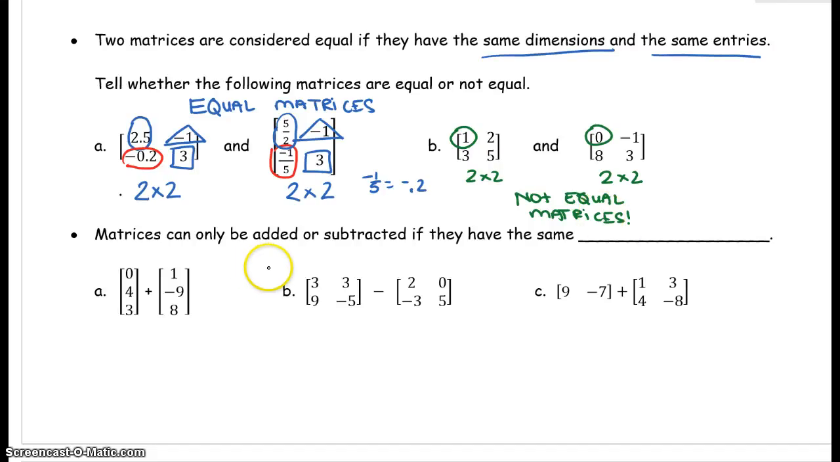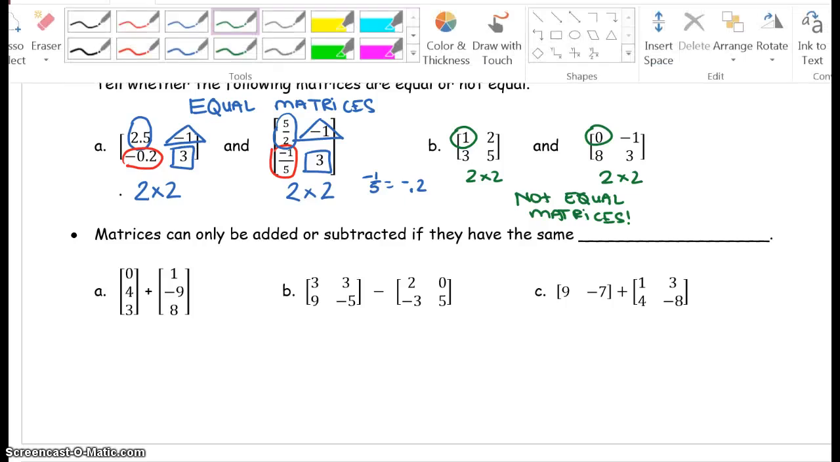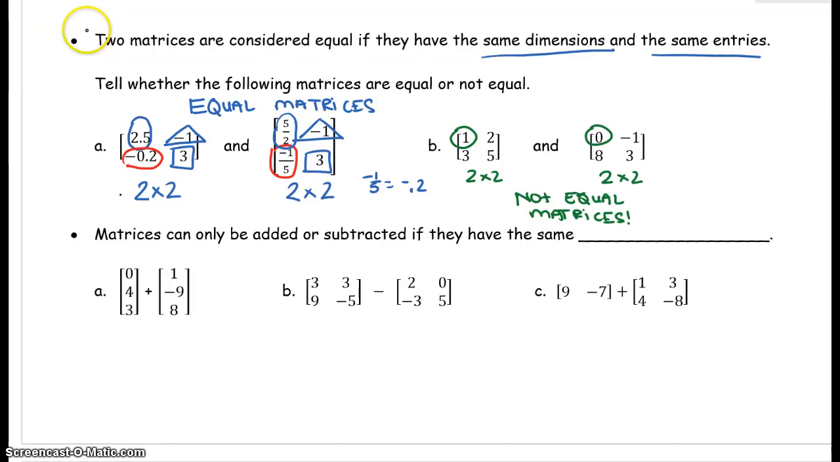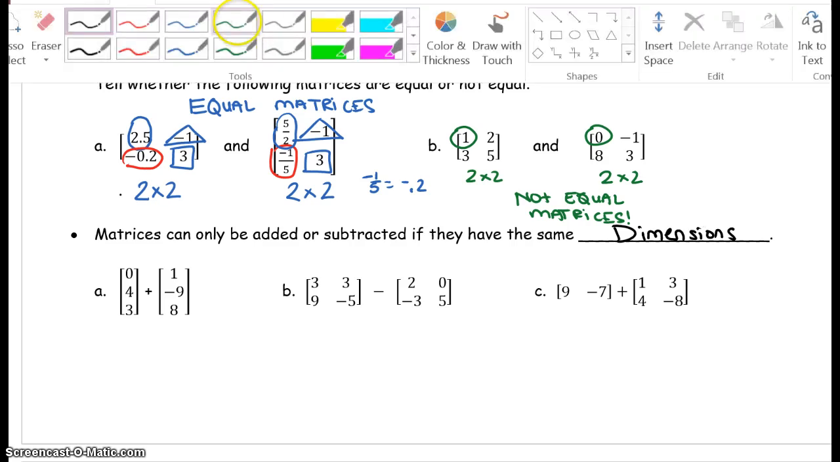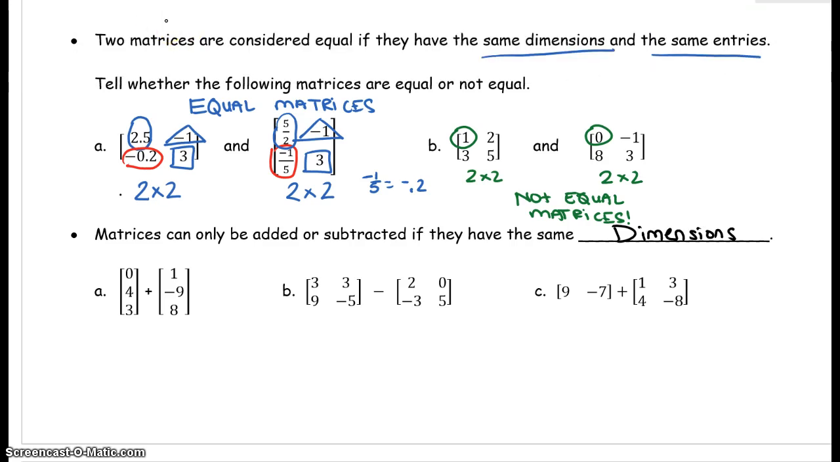Matrices can also be added and subtracted, and the only time that happens is if they have the same dimensions. So we want to make sure that they have the same dimensions, and then we can go ahead and add and/or subtract these matrices. Okay, so let's go ahead and look further into this.